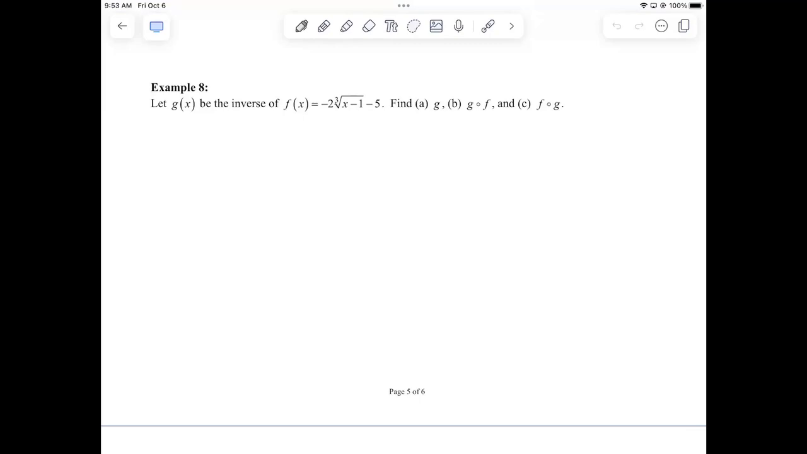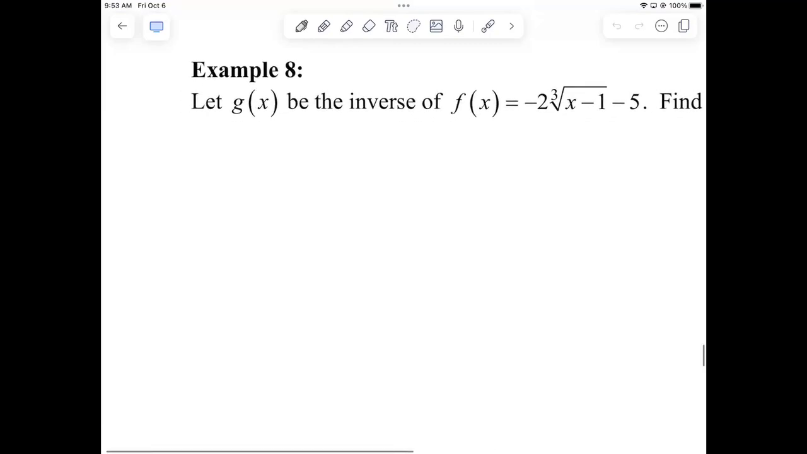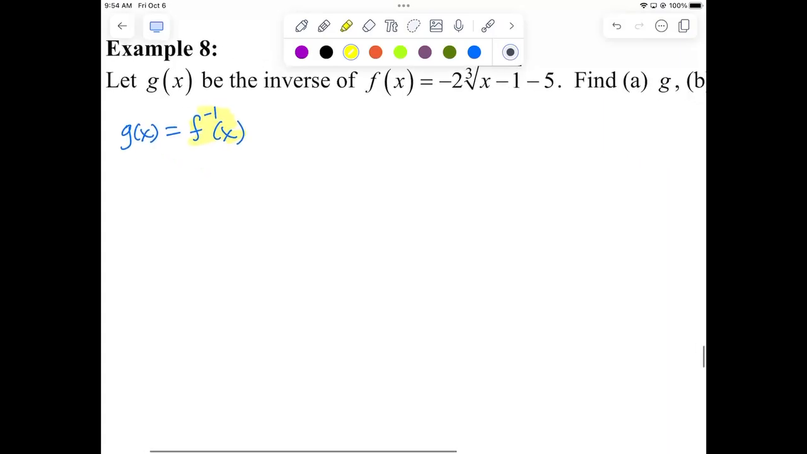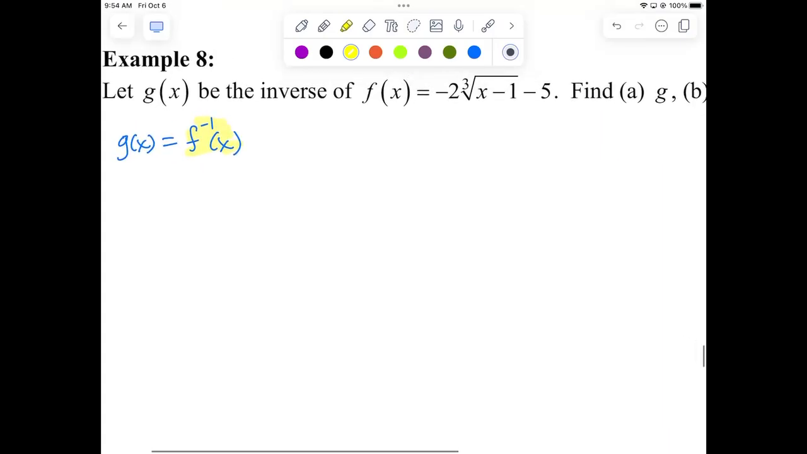Let g be the inverse of f. Now, because the notation can be cumbersome, we often do stuff like this. We just rename it. We let g(x) be f inverse of x. No one wants to carry around that cumbersome f inverse notation, so we just give it a nickname. We'll call it g. Part A says to find g. So let's go ahead and do that.